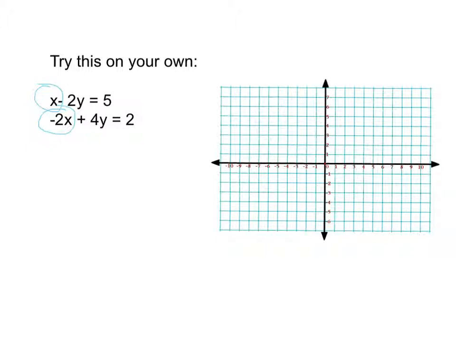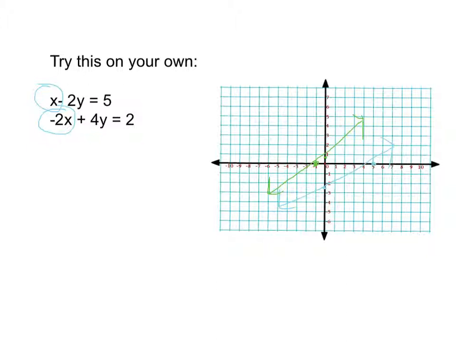I'm going to show you how to solve it graphically, and then we'll talk about it algebraically. So again, using your intercepts, x is going to be 5. y will be -2.5. And then x will be -1 for that second equation, and y will be 1/2. And you notice that we get parallel lines.